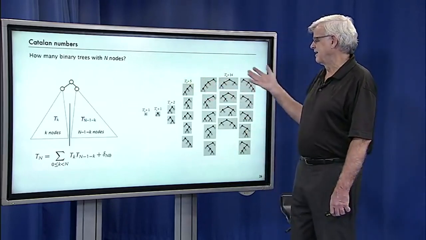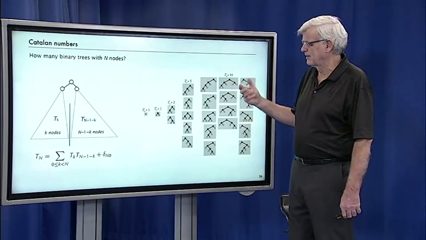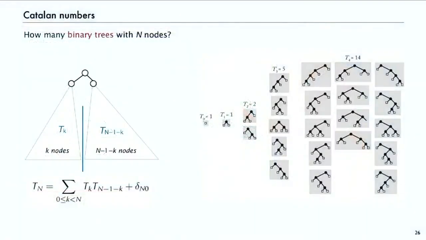Here's another one, binary tree structures. A binary tree is a root node that is connected to 2 binary trees, a tree on the left and a tree on the right. Or it could be empty. That's called an external node. So how many different binary trees are there with n nodes? We'll look in a lot of detail at binary trees later on.